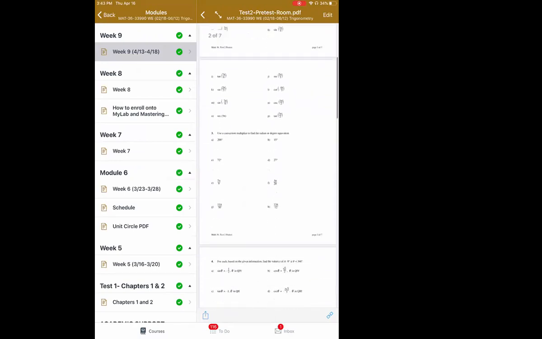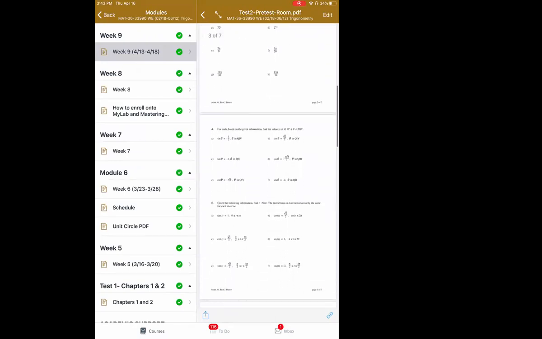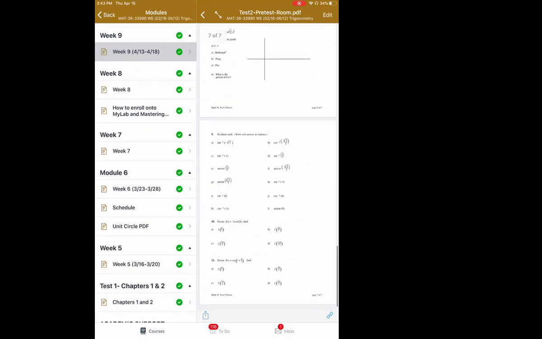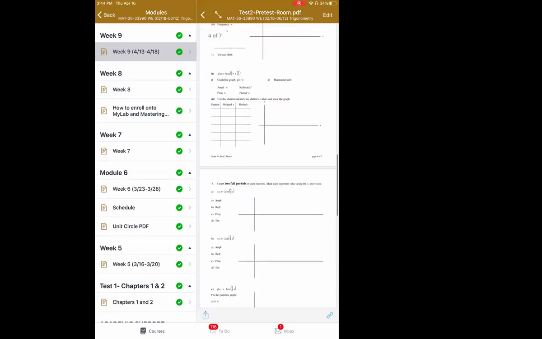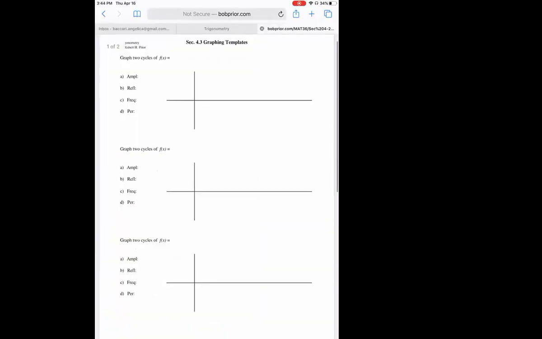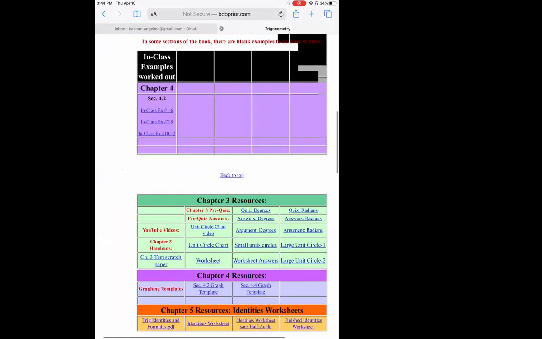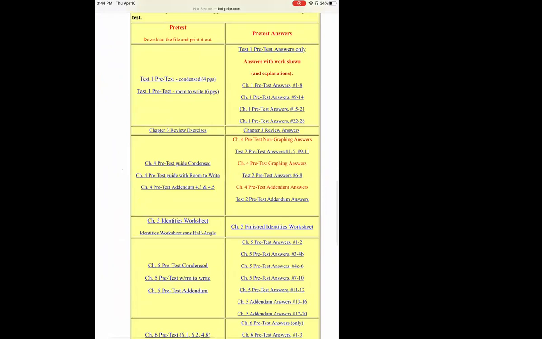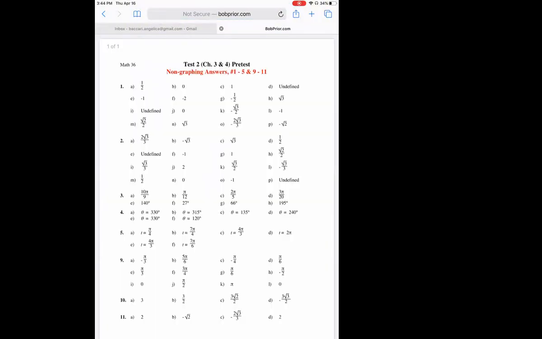Okay. And your test is pretty much the same. It's the same idea as those, and it even has those graphing problems for you to try. Now, if you'd like to, you can see the answers to these. You go to that Bob Pryor website. Let me go back to the main part. It has pretests and answers. It's a chapter 4 pretest. That was chapter 3 and chapter 4 content. It's just not worded right. And it shows the answers that it has for those problems.